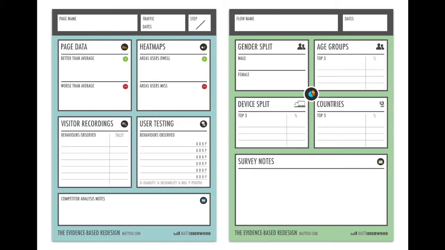Originally, these came from my course called Evidence-Based Redesign, which you can get on Udemy. It's basically a way to help people who are new to gathering different forms of data about their website, different forms of evidence. It helps them keep it focused and understand what they're doing and why they're doing it.